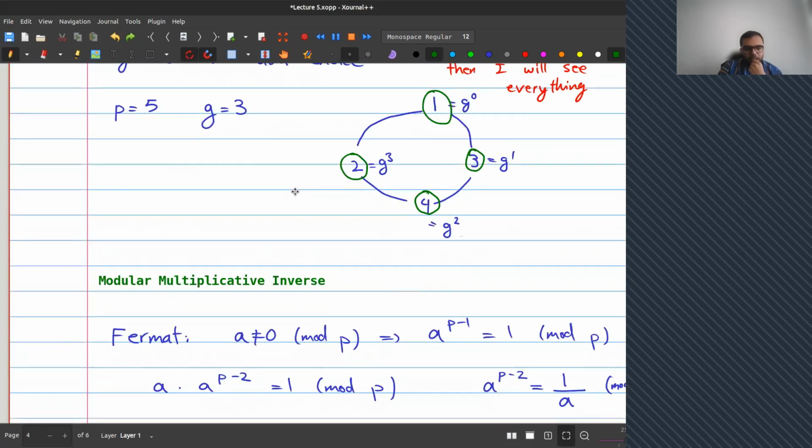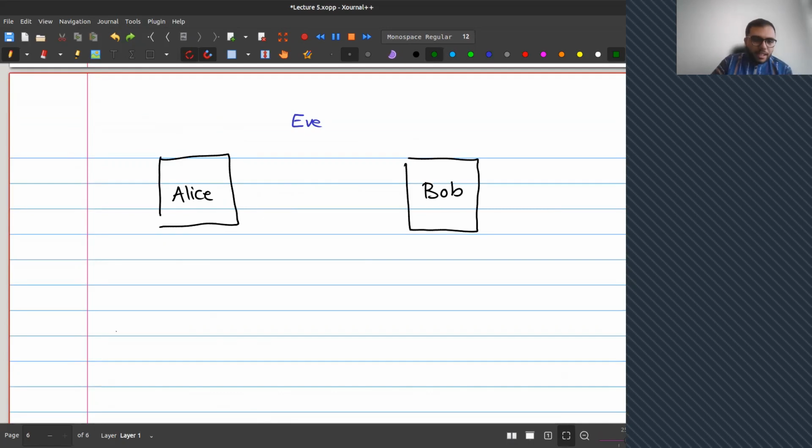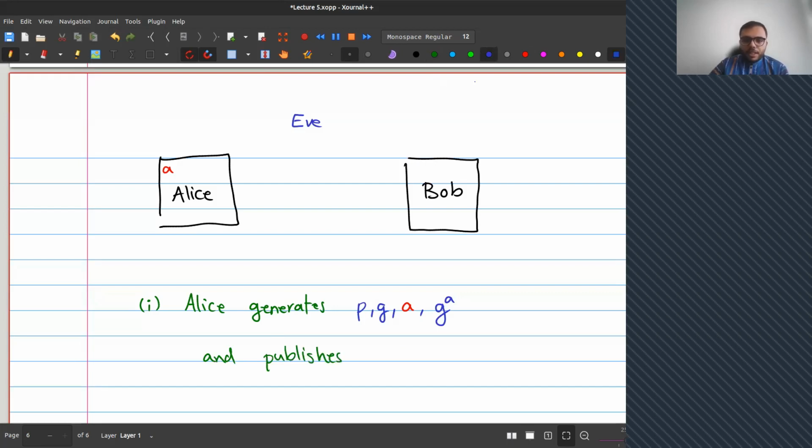Okay, so if I'm Alice and I want to just receive an email, here's what I do. In step one, I would just create P and G. So Alice generates P and G as before. And let's say that Alice also has her secret A. So she generates P and G, which are public, her own secret A, which is private. And she also computes G to the power of A, which is public. And after generating all of these things, she publishes all the public parts. So let's say she publishes P, G, and G to the power of A.